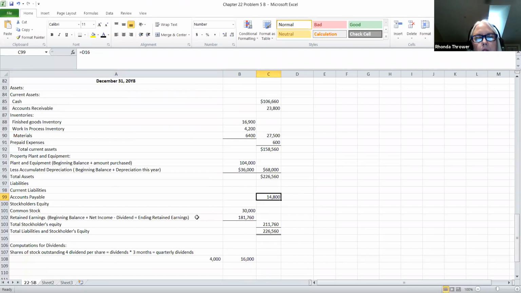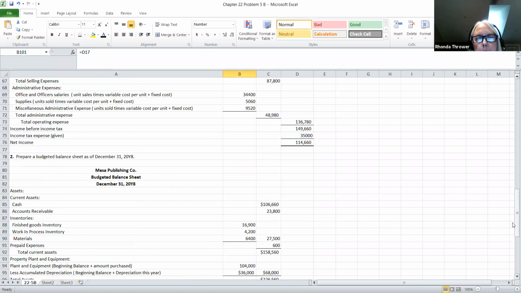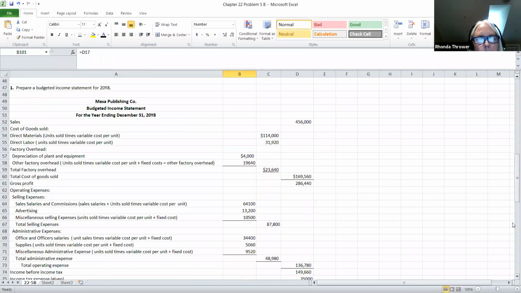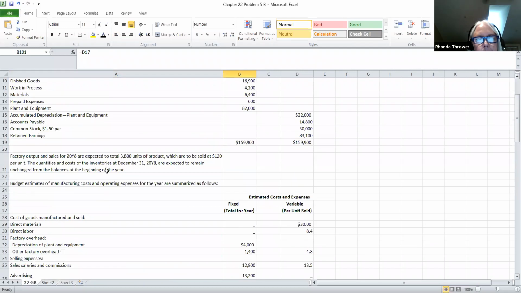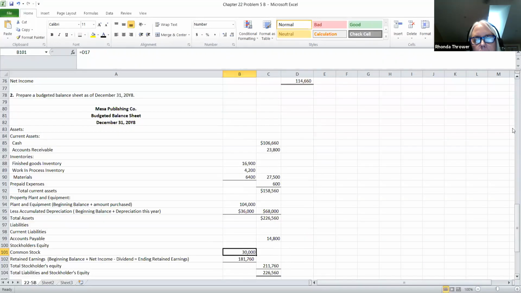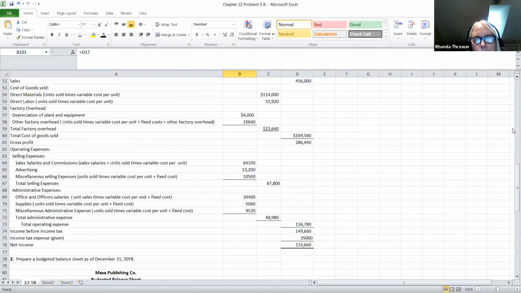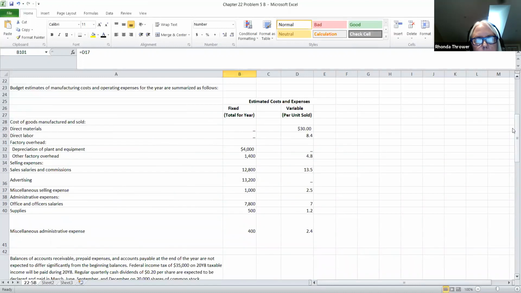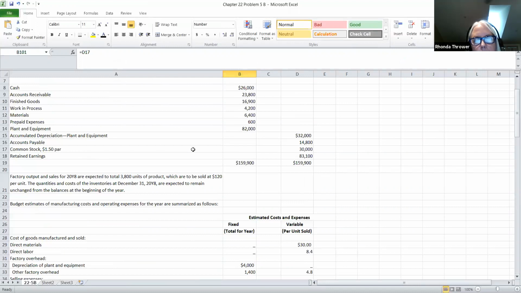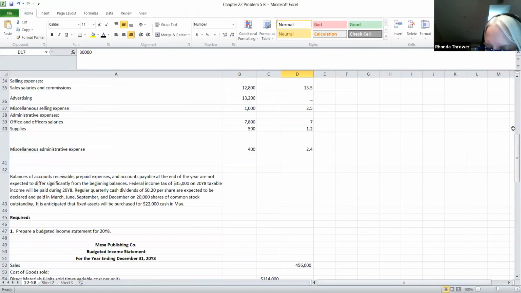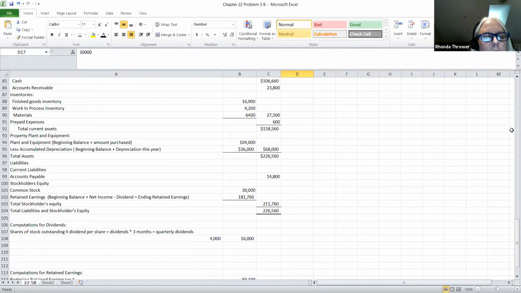Now, again, your stockholders' equity is made up of your common stock. This amount was given. Nope, I picked up the wrong balance. I'm sorry. Let me try that again. Common stock is 30,000. I got off on the wrong line there. So your common stock is 30,000. I just plug that in.